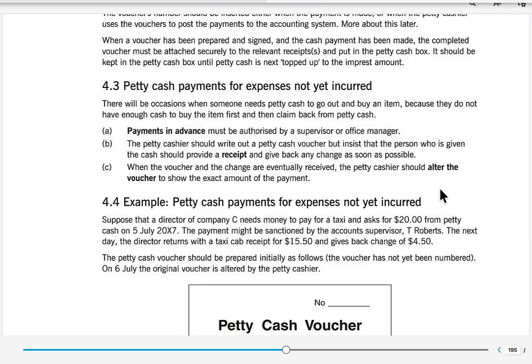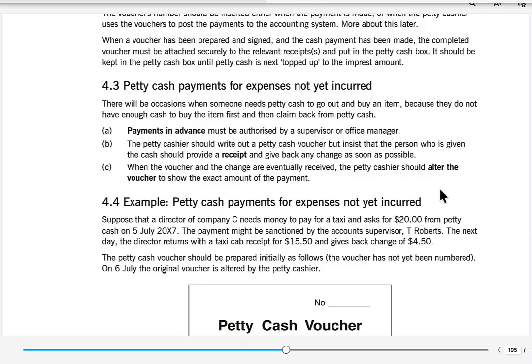Lesson 4.3 is about a situation that happens a lot in real offices. Sometimes the business needs to give petty cash before the expense actually happens, meaning the business is paying in advance. This lesson explains how to do that correctly and how to keep control so that money is not lost or misused.